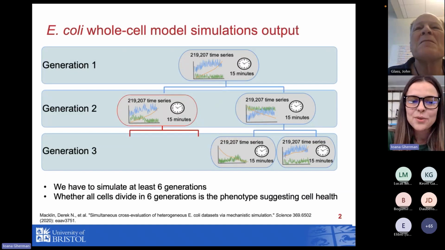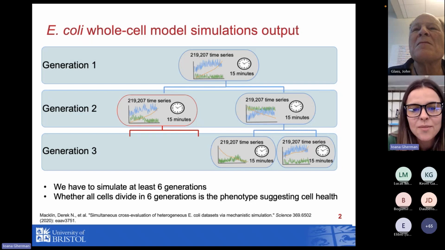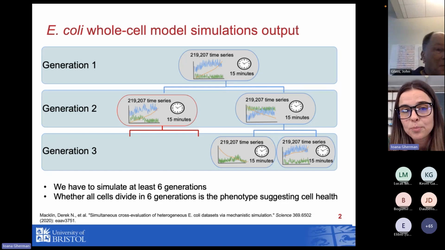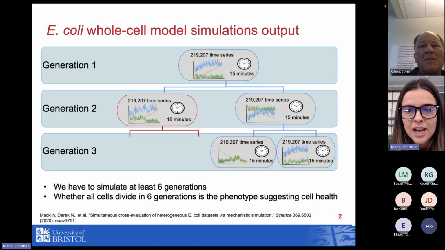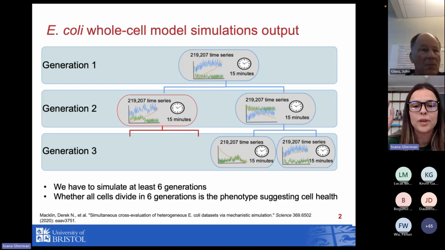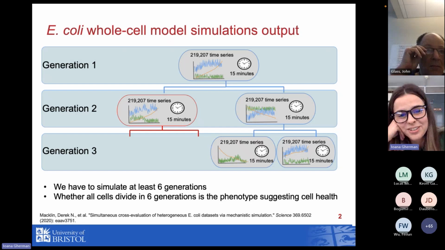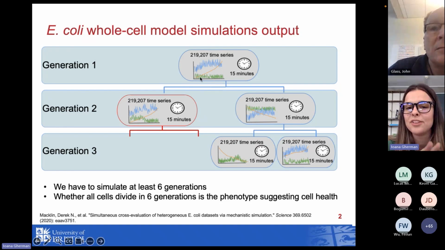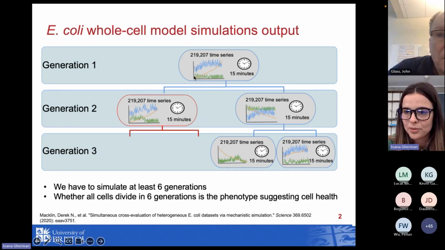Before going into how we managed to reduce the genome, I just wanted to show you an example of what the output of the whole-cell model looks like. First of all, we can simulate several generations of cell division. Here, let's say we start with generation 1. We have one cell. It takes around 15 minutes to produce the output of this simulation on a typical desktop computer, and it outputs 200,000 time series.